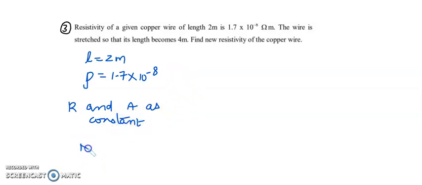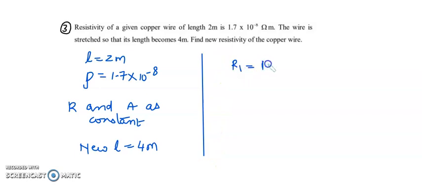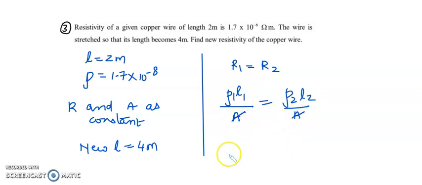The new length is 4 meter. So what we are going to say is R1 is equal to R2. More precisely, area is constant, and the resistance in both cases is equal. There is some change in the length, and according to the length the resistivity is changing, so that there is no change in the resistance and the cross-sectional area. Now we know that R1 means rho 1 L1 by A, and R2 means rho 2 L2 by A. Why am I putting A? Because there is no change in the area.